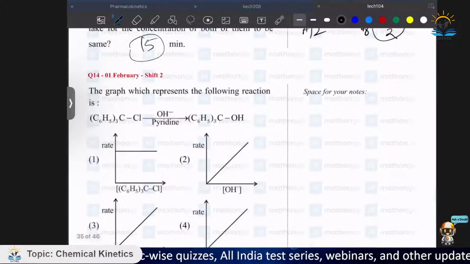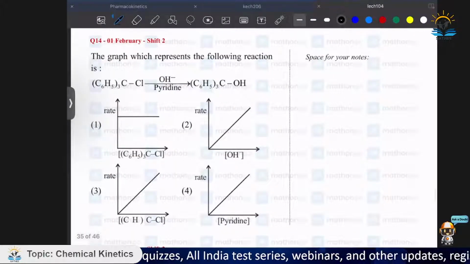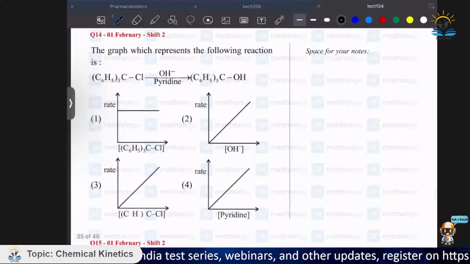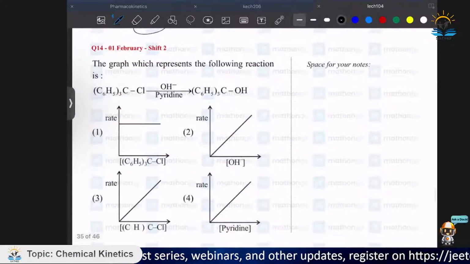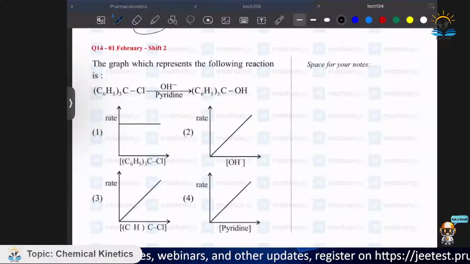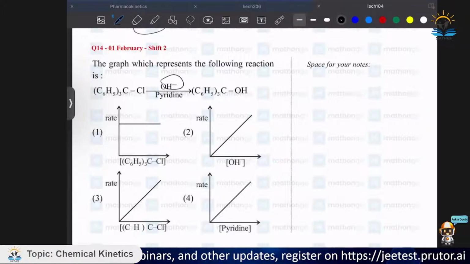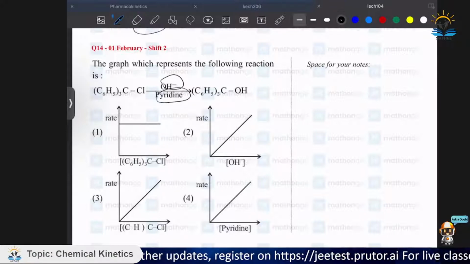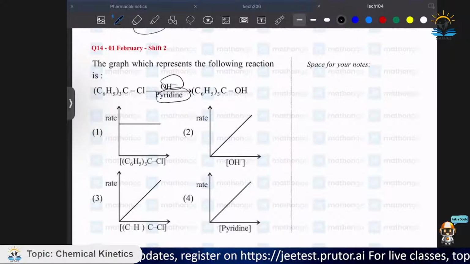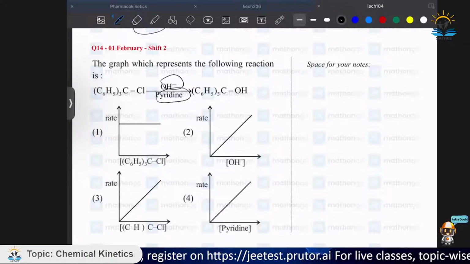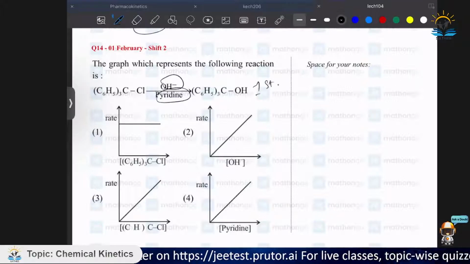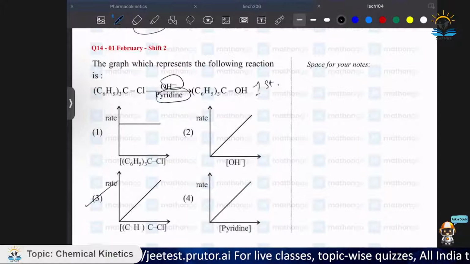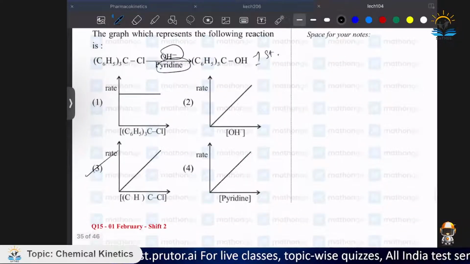The graph represents the following reaction, C6H5. Now, which graph represents this reaction? So if it is a first order reaction, assume this is the first order reaction, rate will be depending on the concentration of reactant like this.